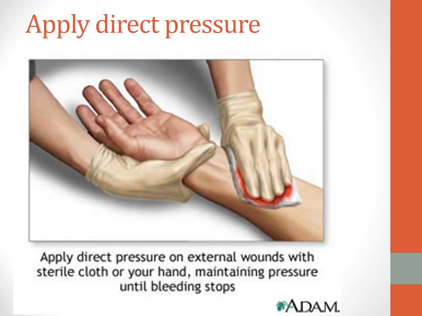What do we do then? We apply direct pressure. Just like the picture that you are looking at now, you use a sterile gauze or sterile bandage, and then you apply pressure directly on the wound until the bleeding stops.